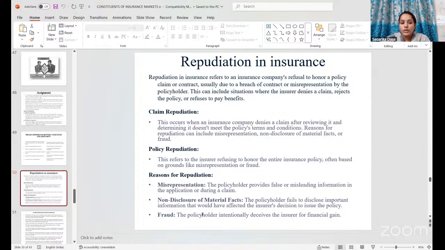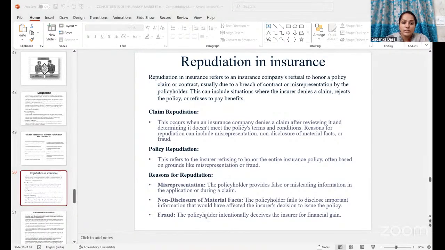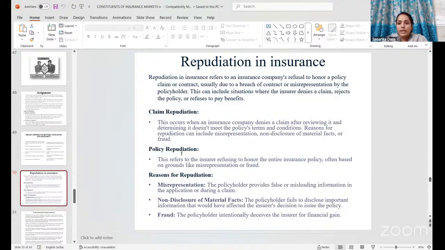Then fraud. The policyholder intentionally deceives the insurer for financial gain. In some of the movies we have seen that to get the insurance claim amount, people make a fake representation as if the insurance policyholder has expired, but the person is still alive. It will be showcased as if they have expired, to get the insurance policy amount. So that comes under fraud. If any fraud is done by the policyholder just to manipulate the insurance company, and if the insurance company finds out, then they will go with the repudiation of the insurance policy.